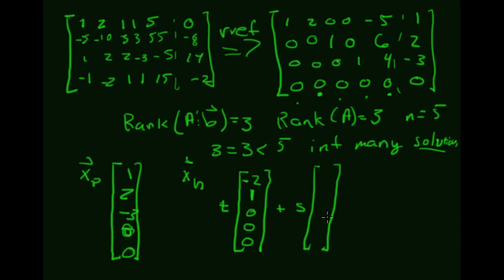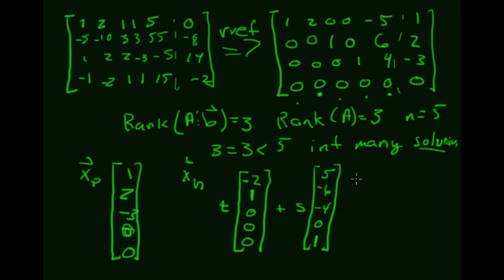The fifth column pertains to the fifth variable. So that's 1. And then we just change the signs for the other 4. So it'll be 5, -6, -4, 0. And that gets me the homogeneous solution.